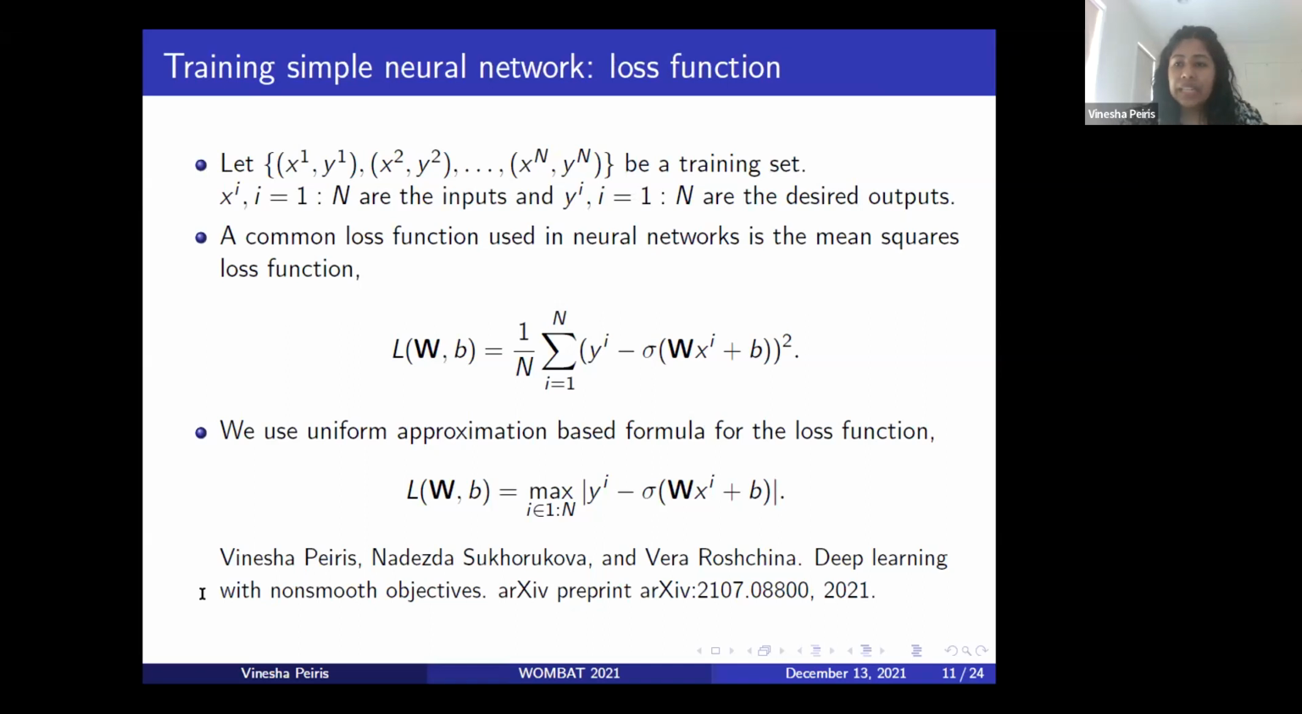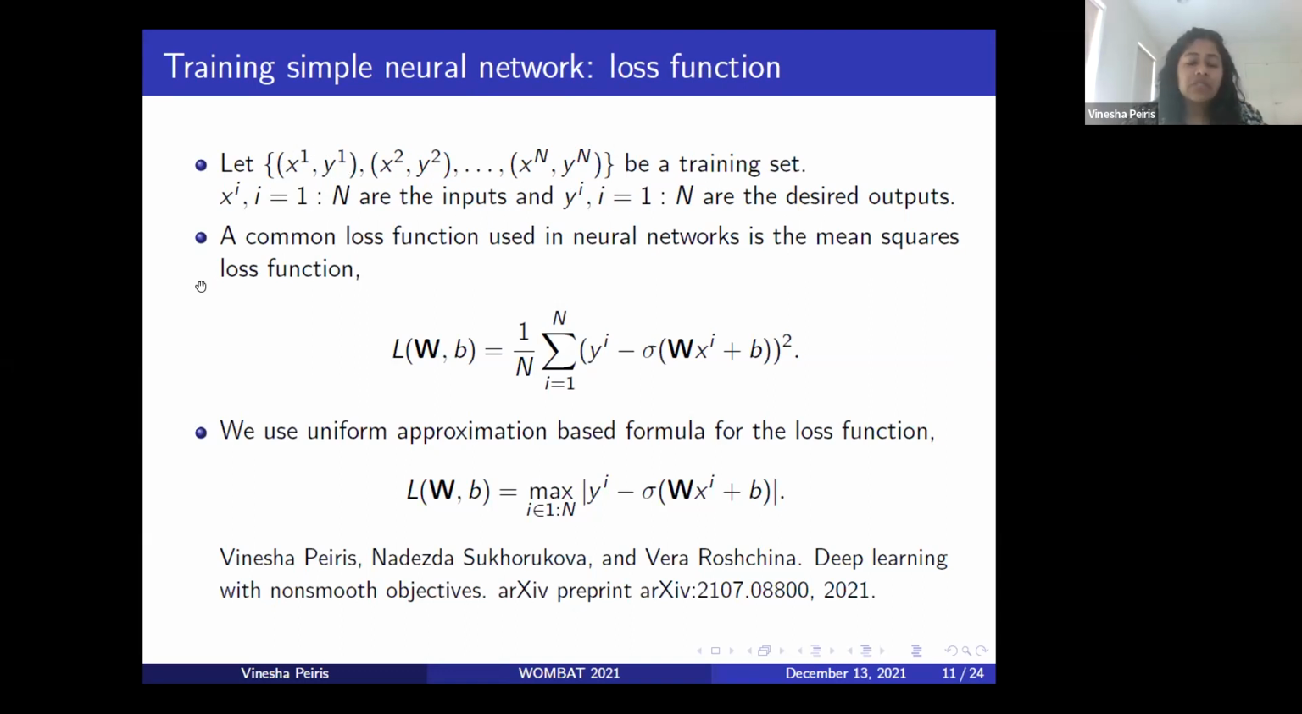Now, how do we train this simple neural network? So suppose you are given a training set which has capital N number of samples in this training set. And for each set of inputs, you have a desired output. So for each set of inputs, you have just one desired output.